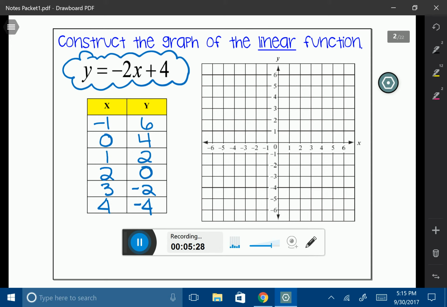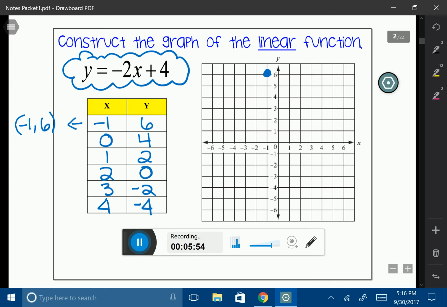So now what I'm going to do is take my x and y coordinates and put them on my coordinate plane. So my first coordinate, you'll see here, I have an x and a y value. This is actually how I write a coordinate. -1, 6. So I'm going to go ahead and graph that. I'm going to start at my origin, go to the left 1, and go up 6. And I'm going to put a nice big dot right there.